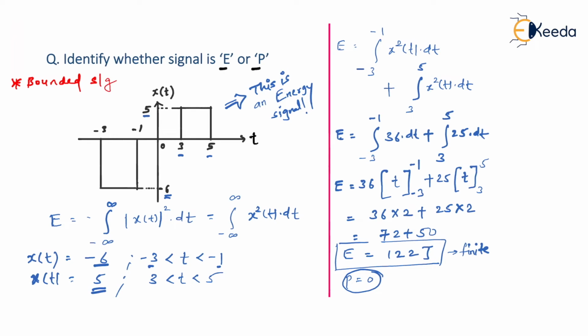So it is a bounded signal. Bounded signal means it is bounded by amplitude. Amplitude is nowhere going infinite; everywhere, from minus infinity to infinity, x of t will have a bounded value only. That is finite amplitude only.